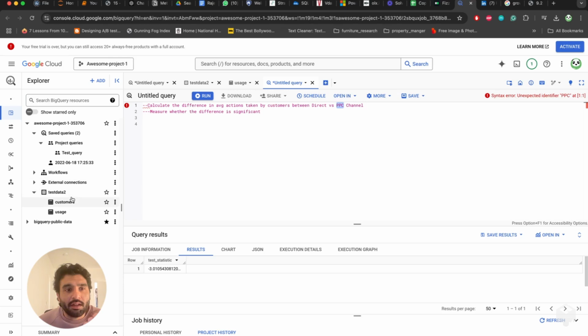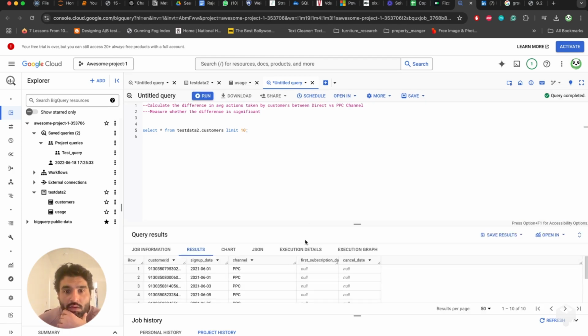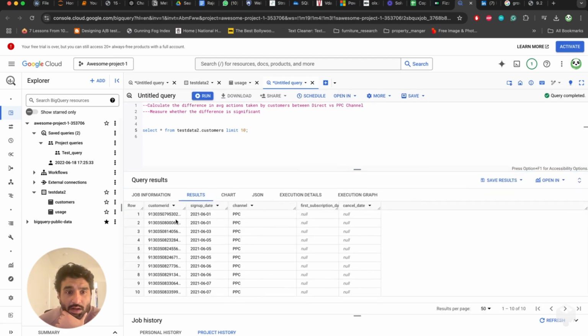So I have a table called customers table. It looks something like this. Select star from test data 2 dot customers limit 10. If you run this, it shows where our customers are acquired from. There's a customer ID, the sign up date, when they signed up for the product, and which channel they signed up from. So there are multiple channels.